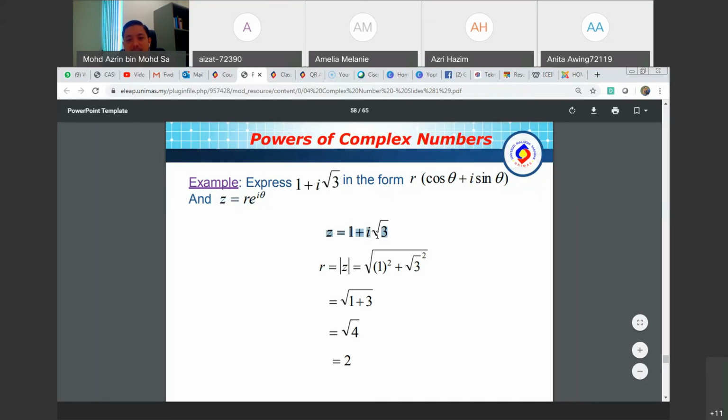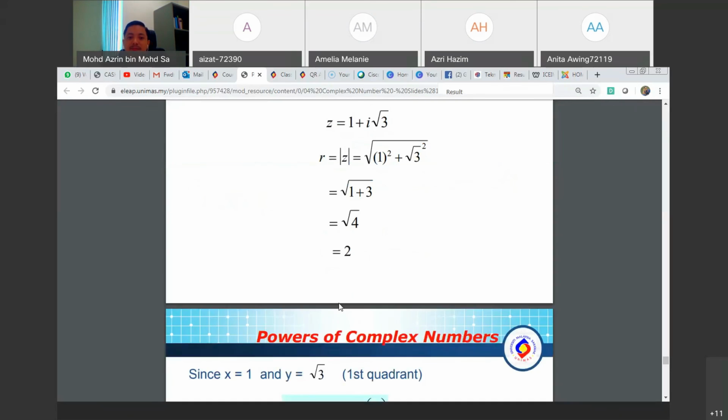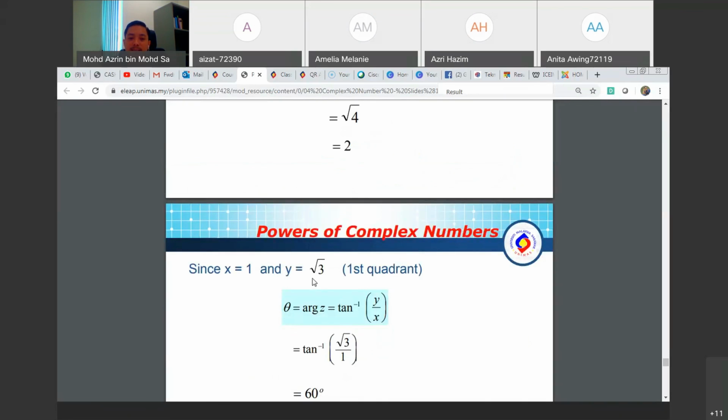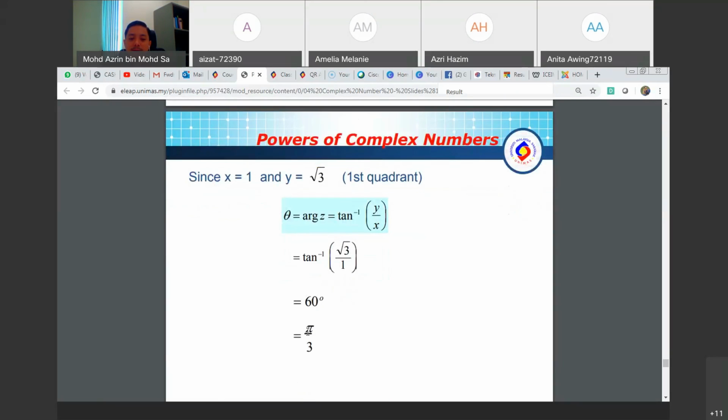Complex number ni cari dia punya r value kan? r value untuk this complex number adalah the modulus z ni, r equal to modulus z equal to square root of 1 squared plus square root 3 squared, then you get 2. Then since it's x is 1 and y is square root 3, so sama juga step dia, inverse tangent y over x, so you get for 60, you get pi over 3.